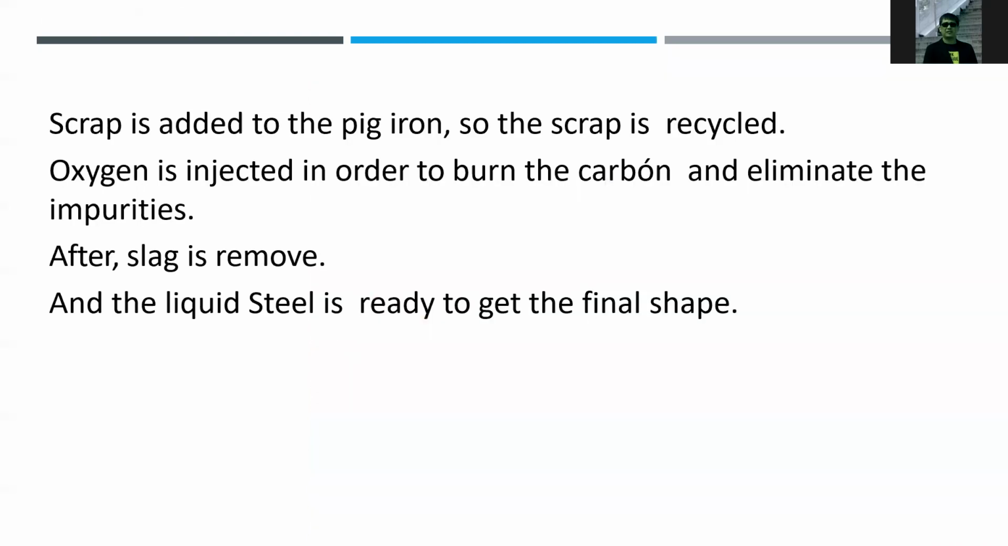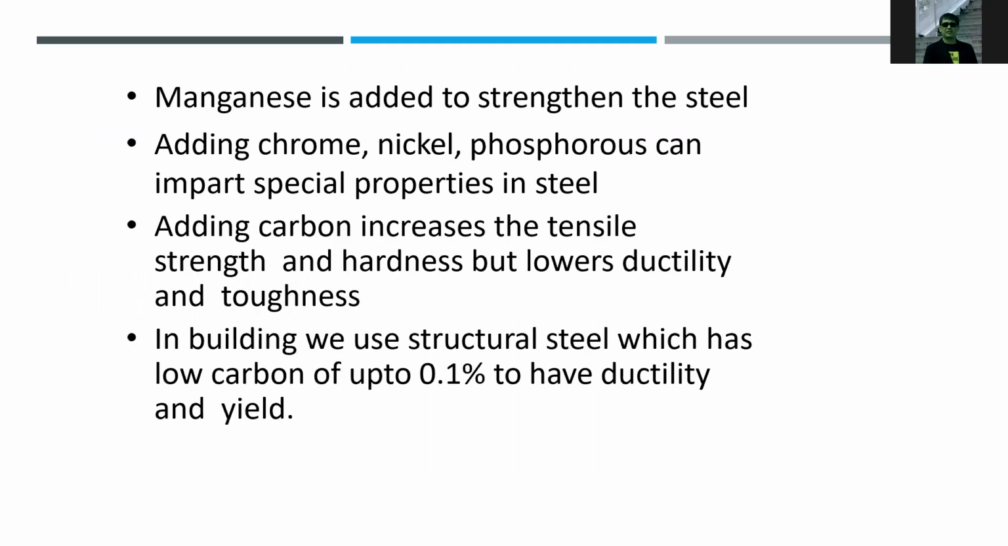Scrap is added to the pig iron so that the scrap is recycled. Oxygen is injected in order to burn the carbon and eliminate the impurities. After the slag is removed, the liquid steel is ready to get its final shape. Other minerals are added to the liquid steel, like manganese to strengthen the steel. You add chrome to create a chrome steel, nickel, phosphorus, and this can create different properties of the alloy.